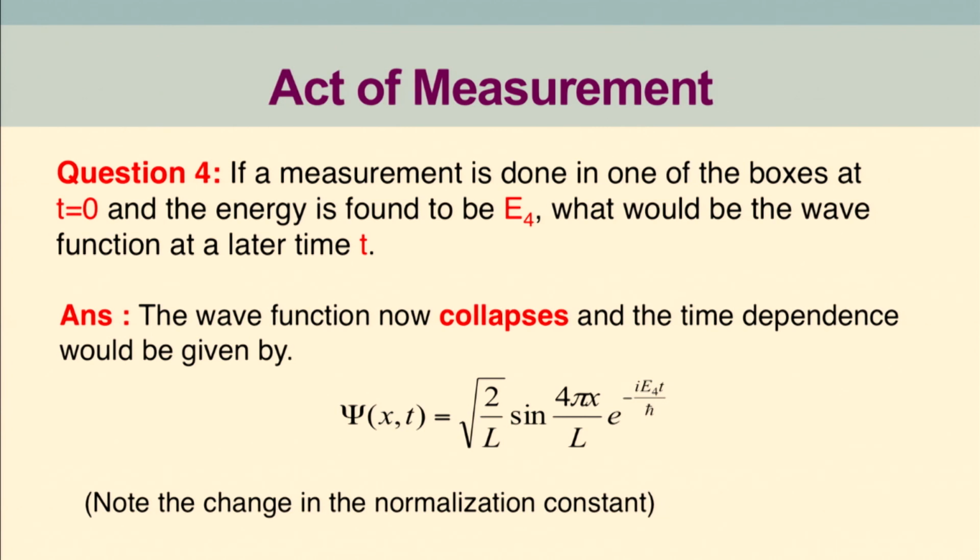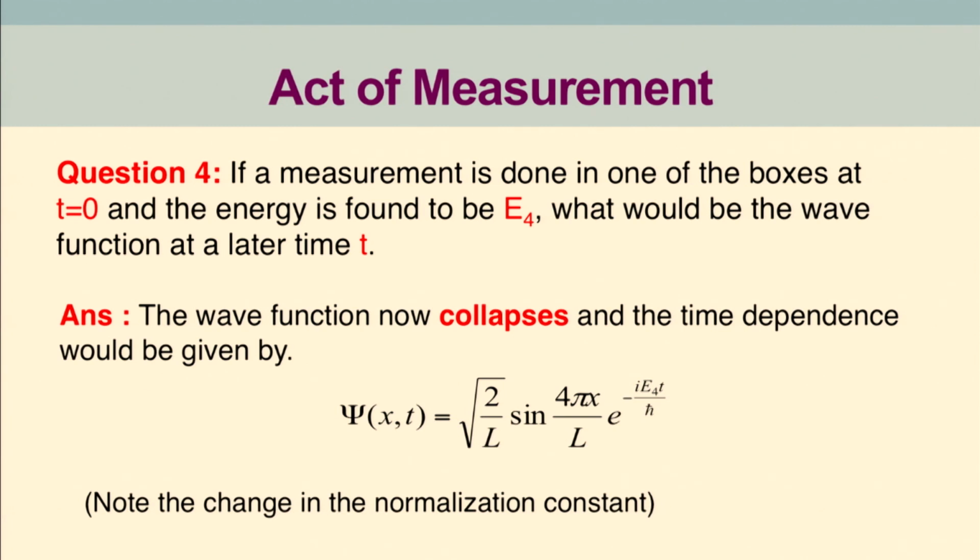The question is, what would be the wave function at a later time t? In that particular box where I did the measurement, where I found the energy to be E4, what will be the wave function at a later time t? The answer is that the wave function, as soon as I measure it in one of the boxes and find the particle in a given energy state, say E4, very quickly collapses and the time dependence would be given by this particular expression.